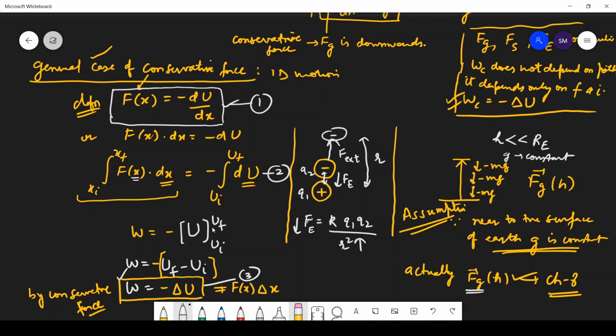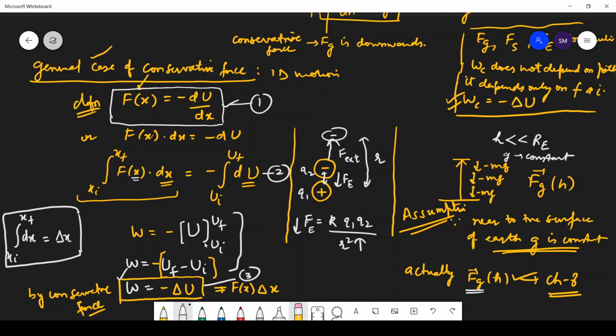So these steps are not needed. Whenever you get this as a general case, xi to xf, directly write delta x. So that's the formula for u now. Here it was u, so directly delta u. You need not write these two steps.